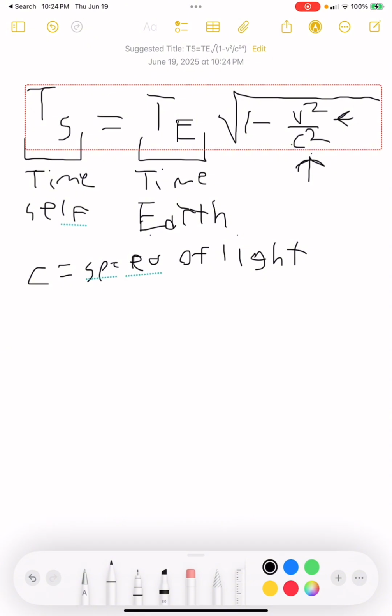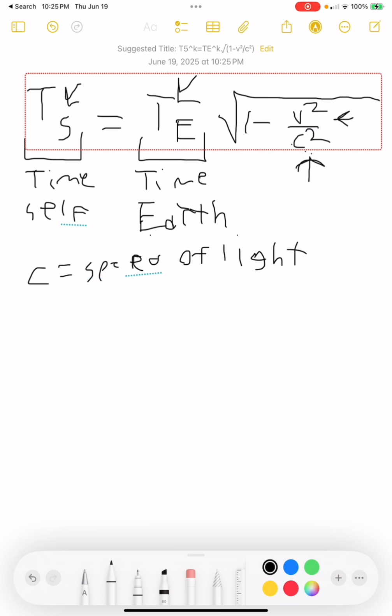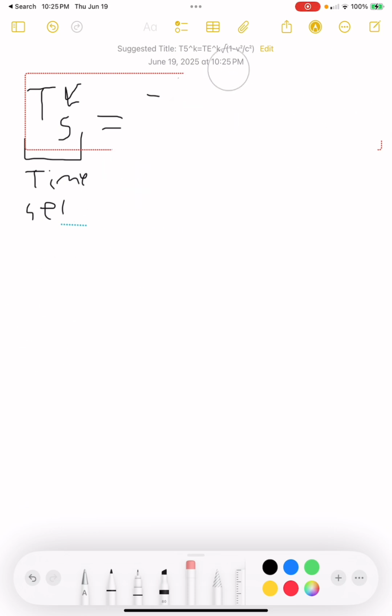Now, we want these two to be in the same measurement, so if V is going to be in meters per second, C has to be in meters per second. And if T of S is going to be in seconds, we want this to be in seconds, and so forth for minutes, hours. But what we're really going to get into is proving this. How do you get to this? How do you even come up with this?